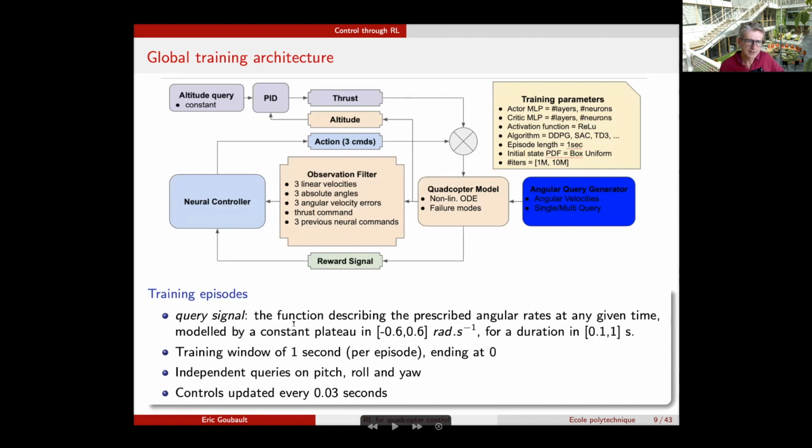So of course we have to feed in data. We have to feed it with the initial states and query signals. So we have designed a specific query generator that prescribes some angular rates varying from 0.1 to 1 seconds, and with a given magnitude between -0.6 and 0.6 radians per second. And we trained per episode of 1 second, pretty short episodes, but up to 10 different target angular rates. And the queries are going to be independent on pitch, roll, and yaw rates.